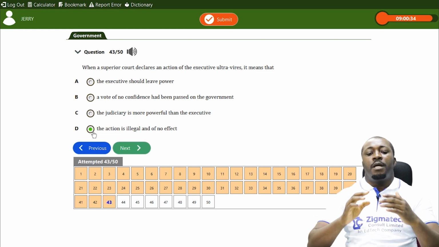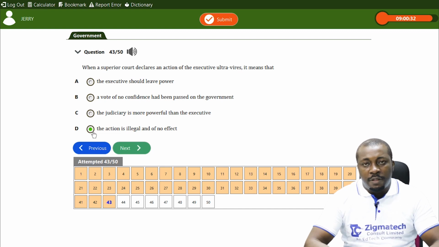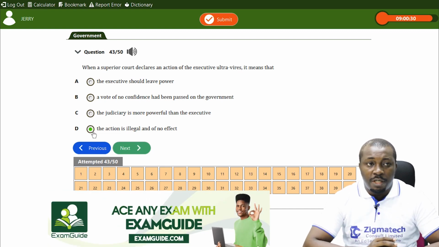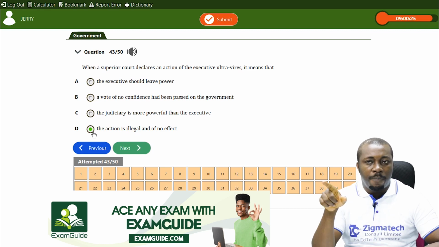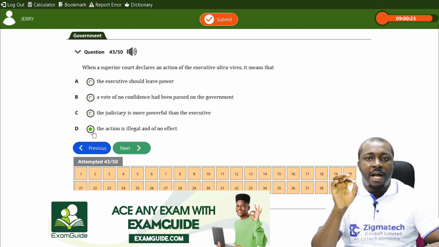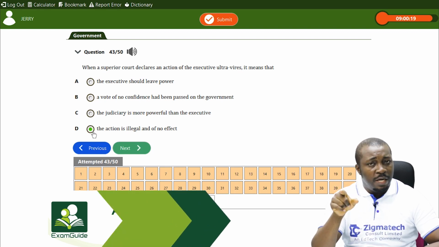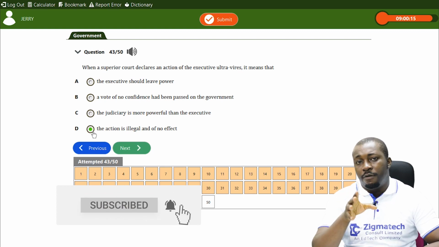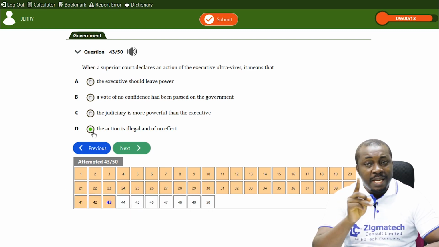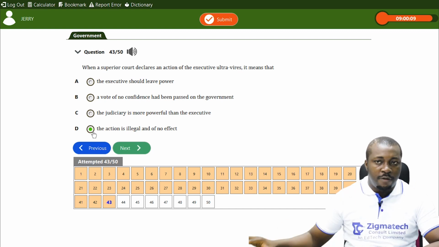Now, when an action is declared ultra vires by the court, it actually means that the body exercising that power does not have the power, the law does not give it that power to actually carry out that action. Therefore, that action becomes illegal and of no effect. That's the meaning of ultra vires.